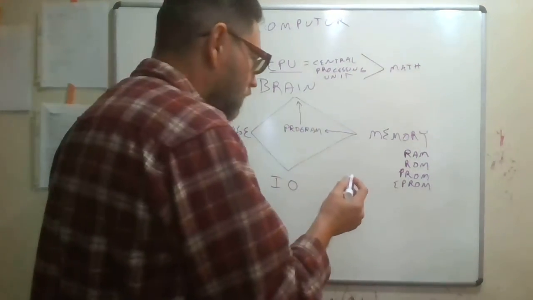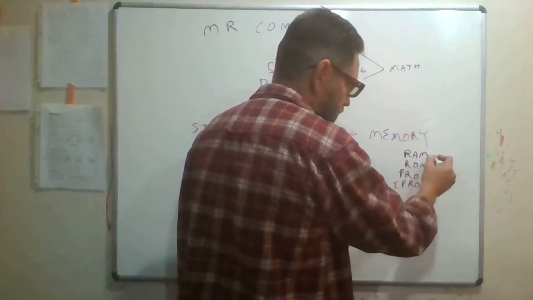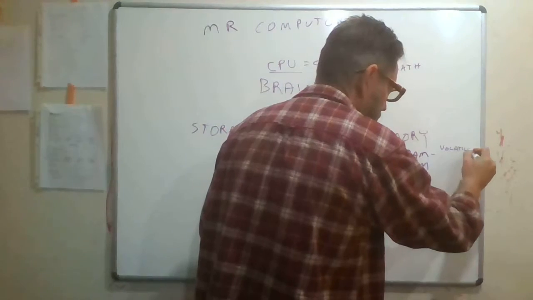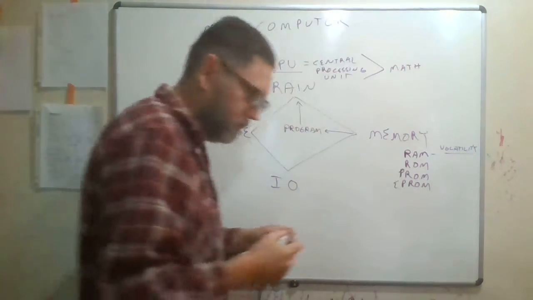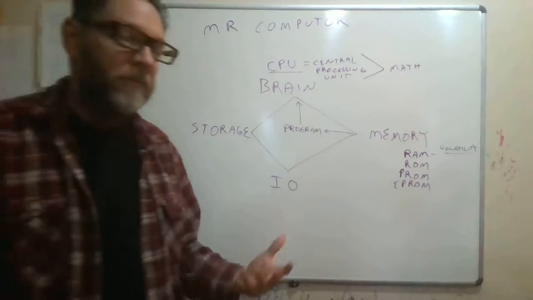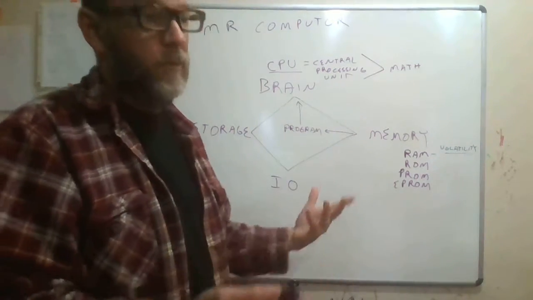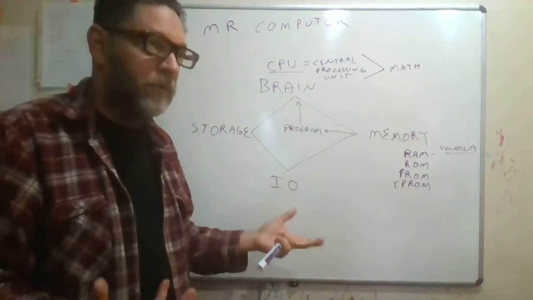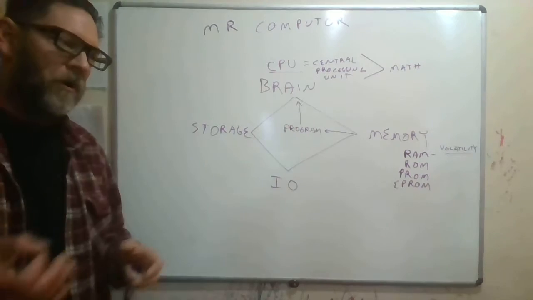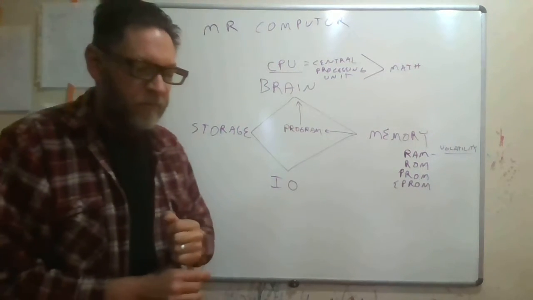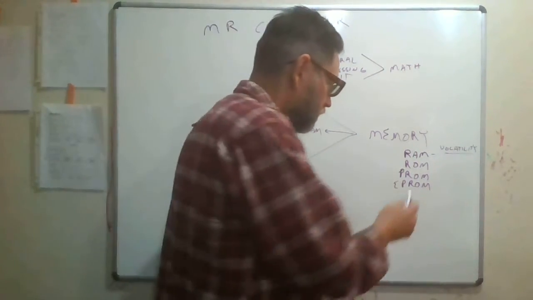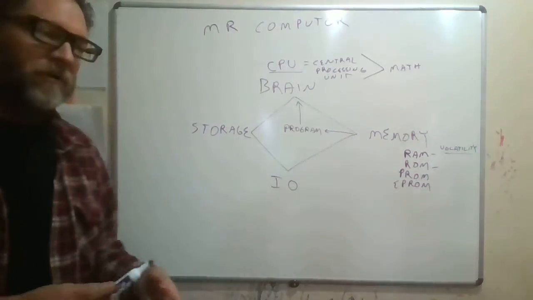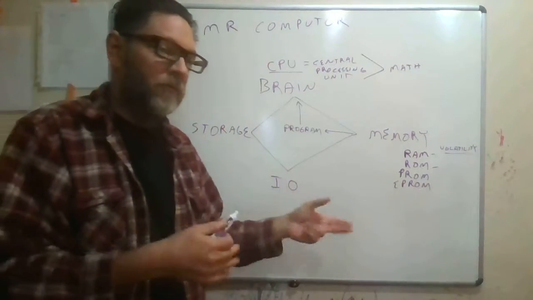Okay? The difference between these is something called volatility. Volatility is a general word that refers to how permanent something is. Something very volatile means it's not permanent. RAM is very volatile. It only remembers while the power is turned on. When you turn the power off, it goes back to scratch. Everything that was there is gone. ROM is non-volatile memory. It stays forever. It's programmed one time, you can never change it, and it's there for the life of the chip.